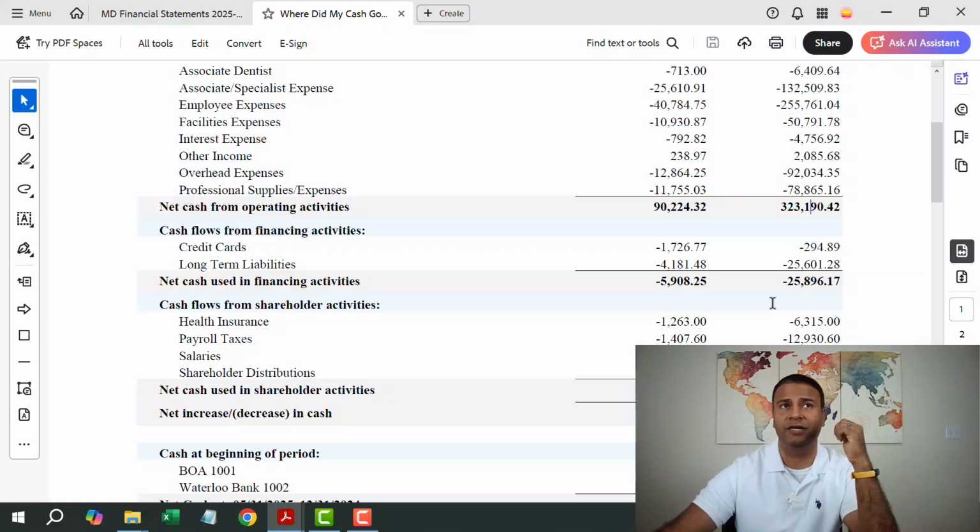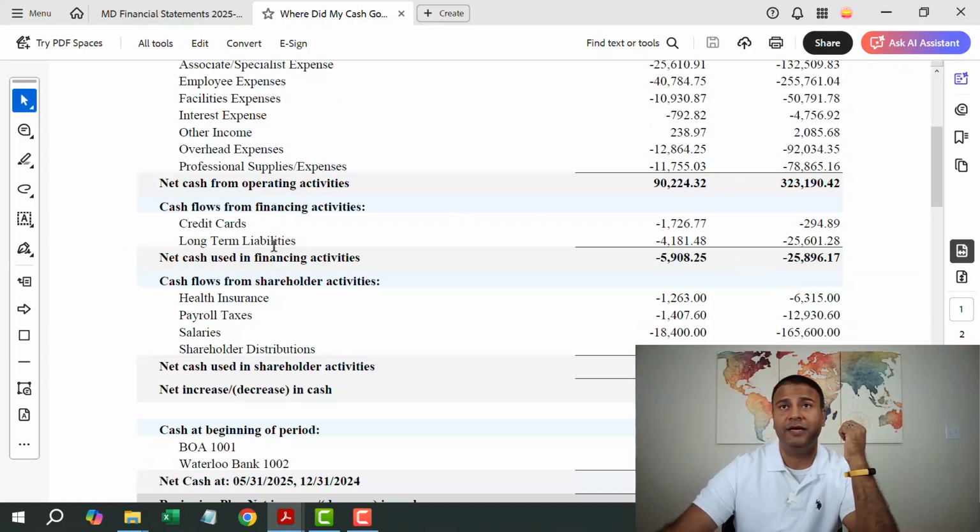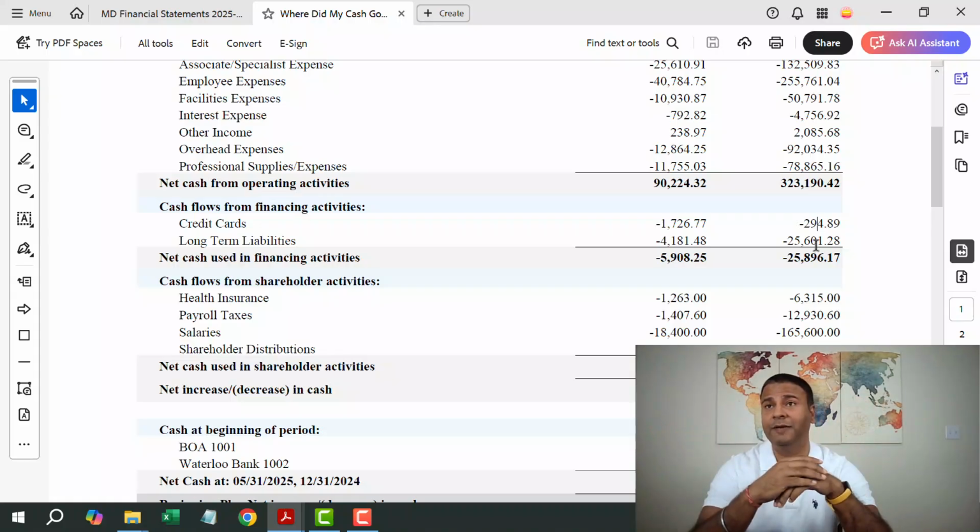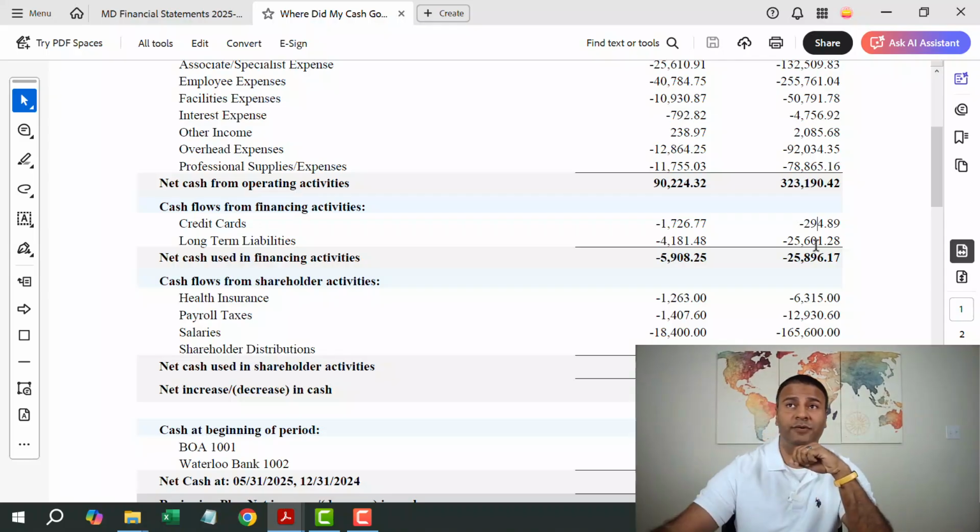So here's what it tells you. You paid off your credit cards from the beginning to the end of the year. You've paid off and lowered your credit card liability by about $294,000. Then you paid your loan off, and you paid about $25,000 in loan payments. So you're $25,000 richer because your loan liability has gone down by $25,000. So you spent about $25,000 of that cash in lowering the liabilities of this dental practice.